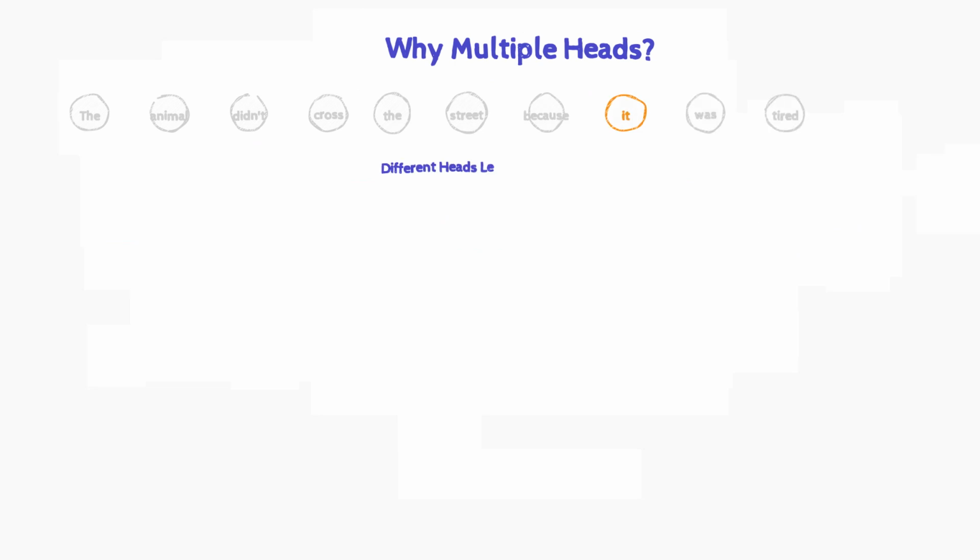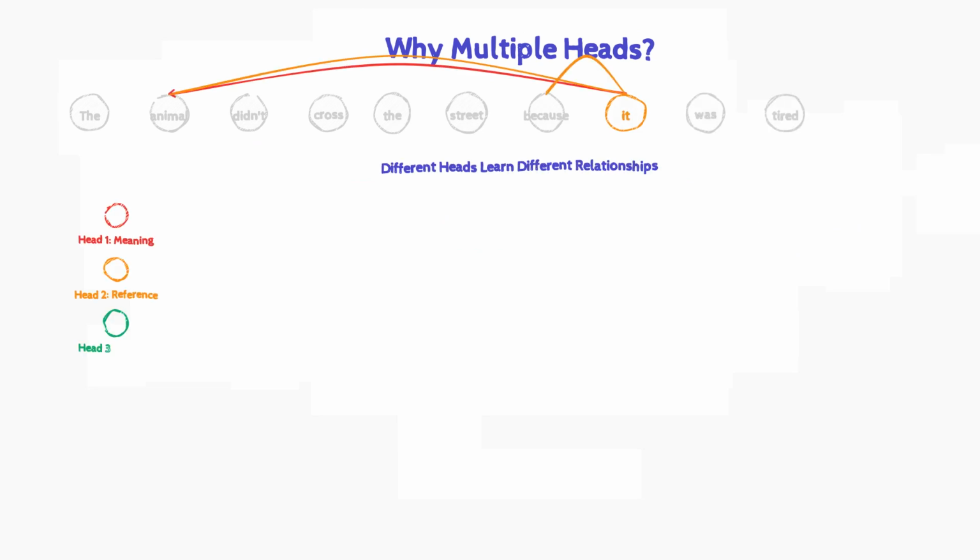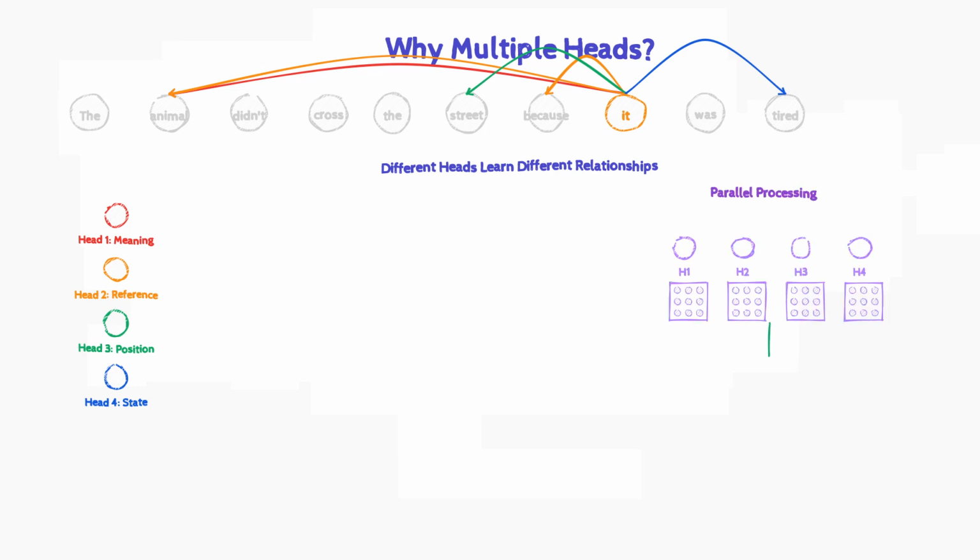Now we understand single attention, but why do we need multiple heads? The answer is that a single attention mechanism can only capture one type of relationship. But language is complex. Consider, "the animal didn't cross the street because it was too tired." The word "it" could relate to animal, that's the meaning. But it also relates to street, that's the position. And it relates to tired, that's the state. Different heads learn to focus on different aspects.